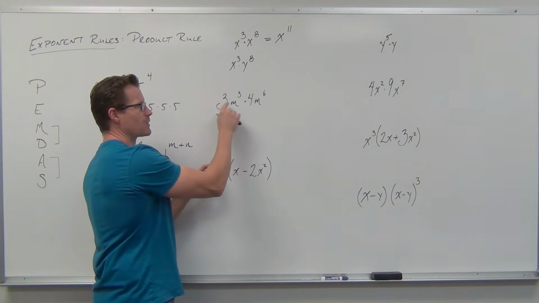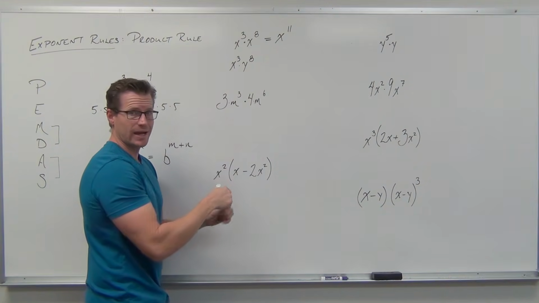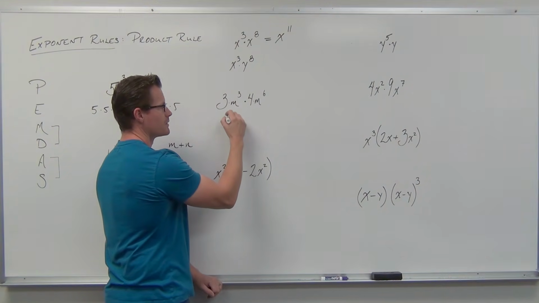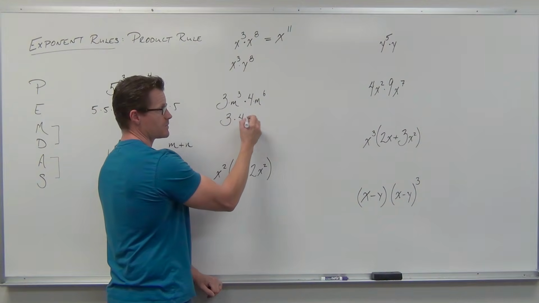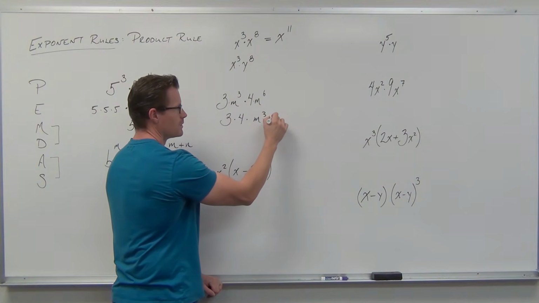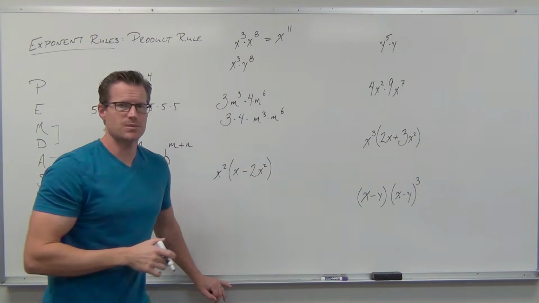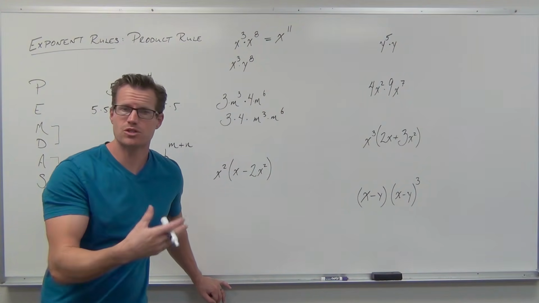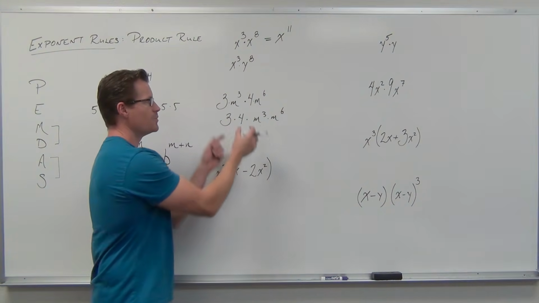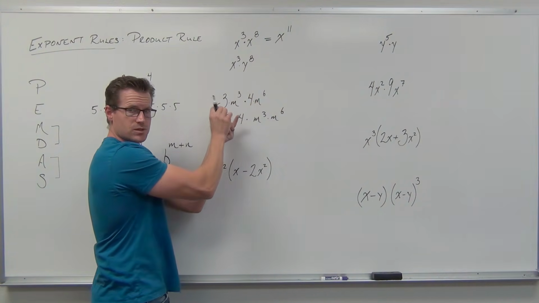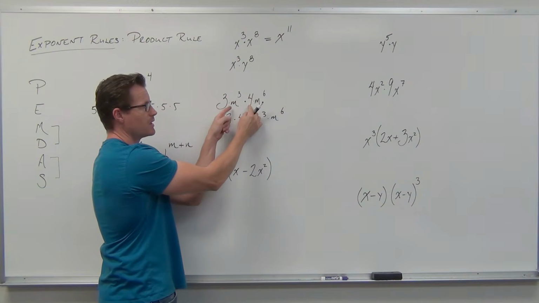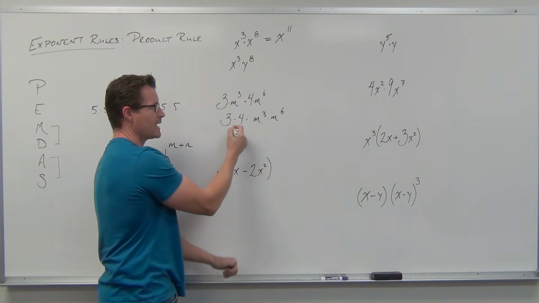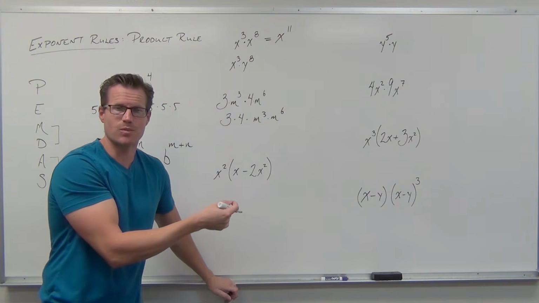So if everything is multiplied together, I could really rewrite this as 3 times 4, and then m to the third times m to the sixth. Do you actually have to rewrite it to do this? No. I'm just showing you it's possible. I'm showing you that because we could reassociate, because we could interchange these two or commute that, I can now multiply my numbers times my numbers.